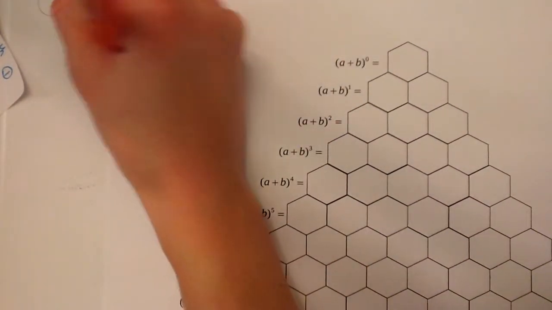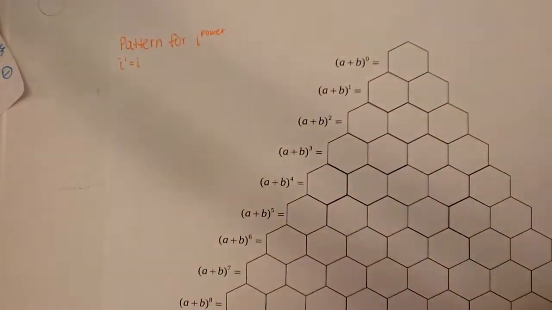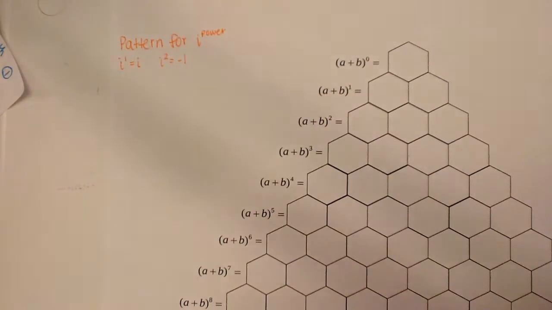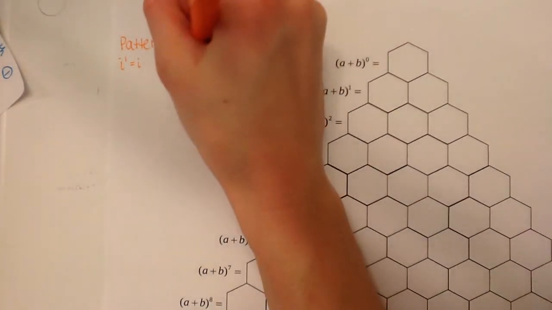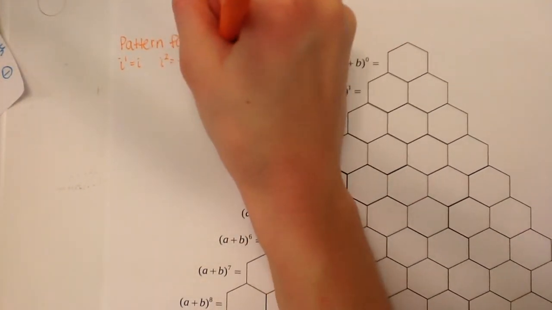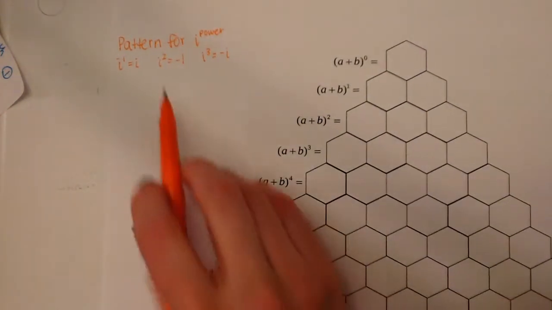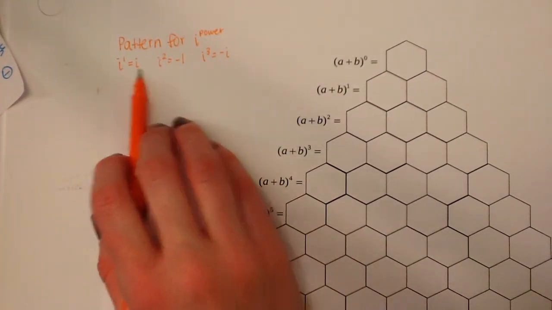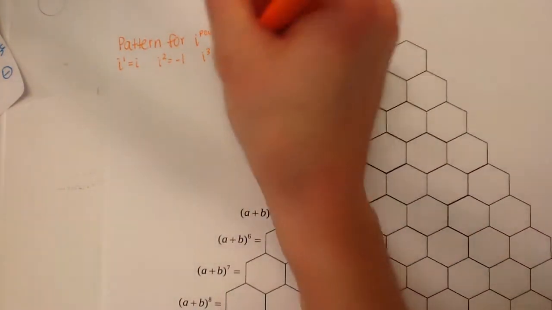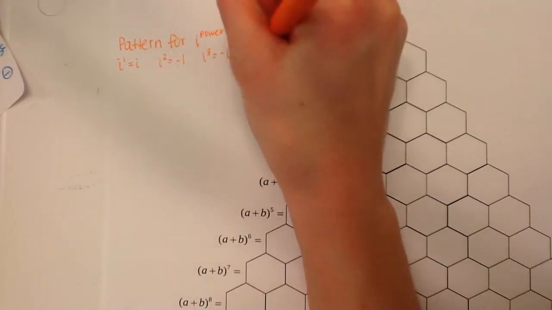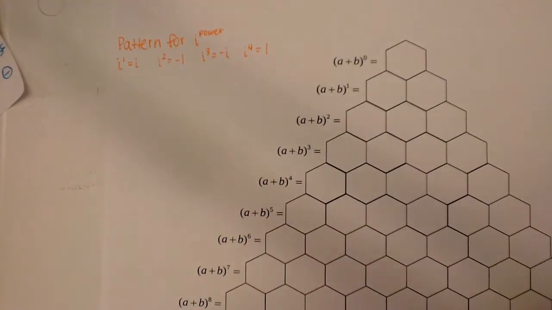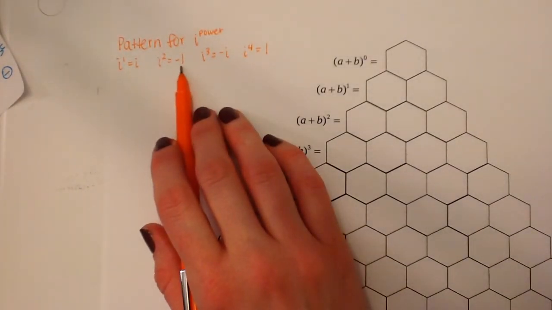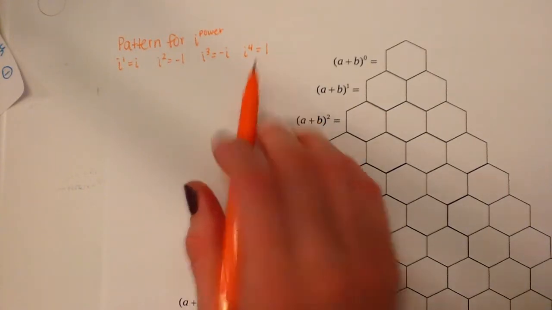If you have i to the first power, that's just going to be i. We know i squared is -1. If you have i cubed, that's going to be -i, because you can take i squared, which is -1, times i to the first, which is i, which would give you -i. You have i to the fourth, which would be +1. So i squared is -1 times i squared, which is -1. -1 times -1 gives you +1.